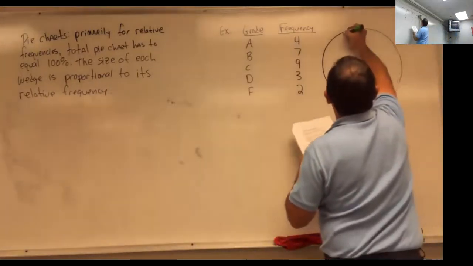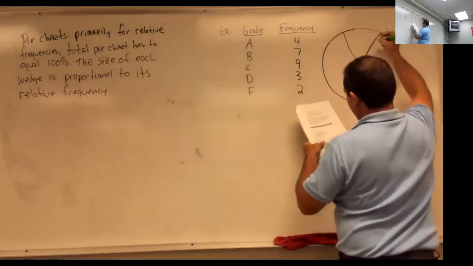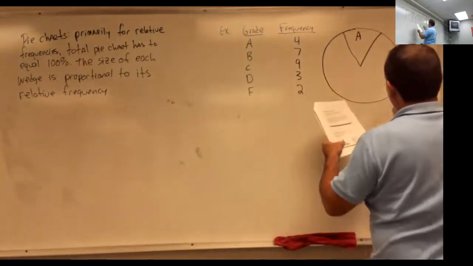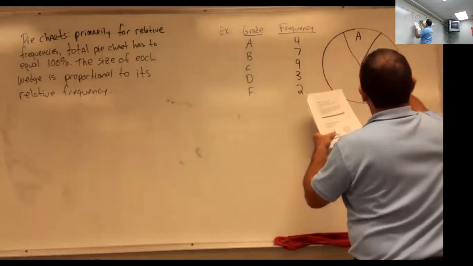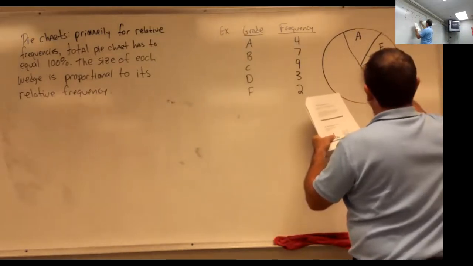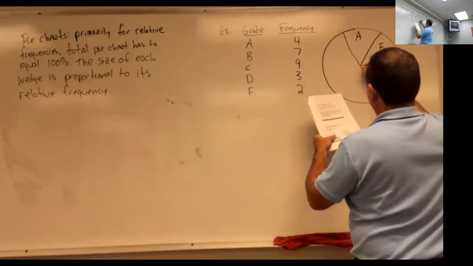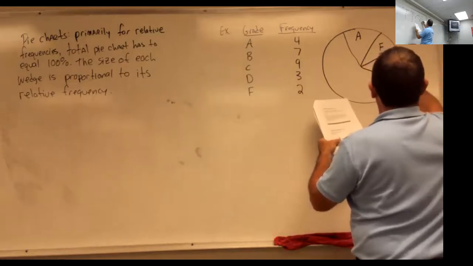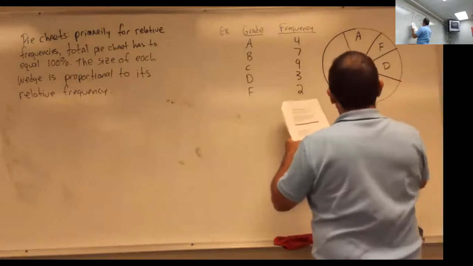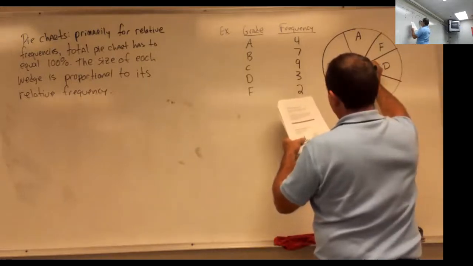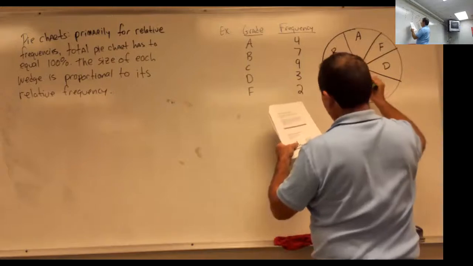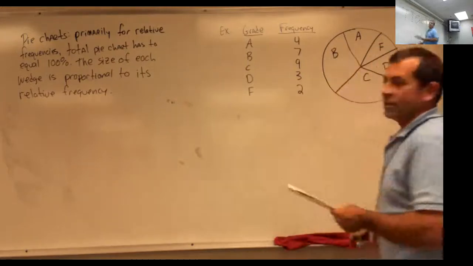All right, so it looks like that. That's going to be the A's. Right here is going to be the F's. And then we're going to figure out our stuff in a second, okay? That's the D. Over here, about right in there, that's the B's. And then what's left has to be the C's.